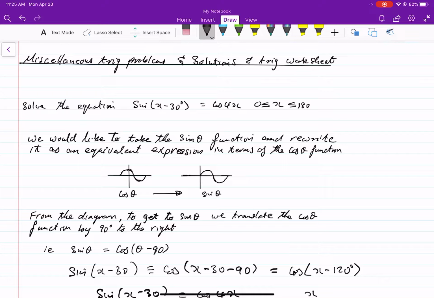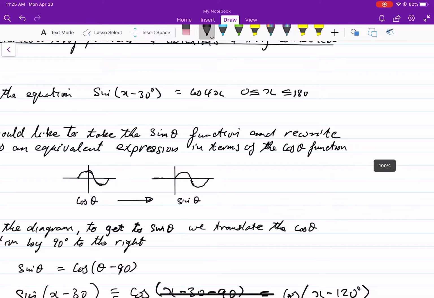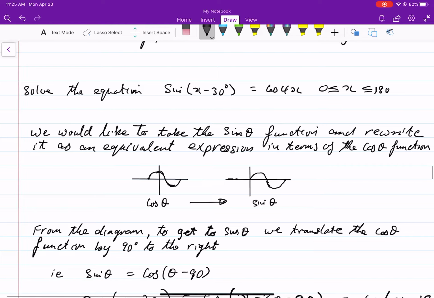First problem says, solve the equation sine of (x minus 30) is equal to cos 4x. And you're solving that for the domain x between 0 and 180. Okay.